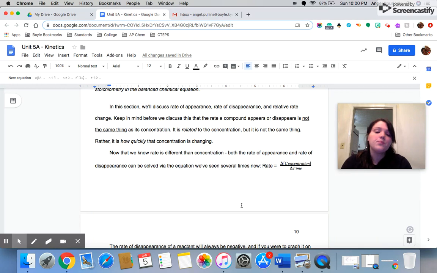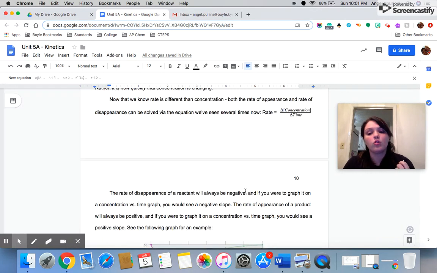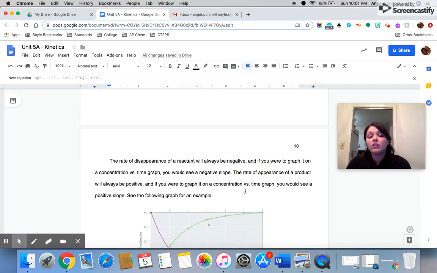Now that we know this, one thing to address before we get started is that both the rate of appearance and the rate of disappearance are solved the same way. They're both solved with this rate is equal to change in concentration over change in time equation. There's no difference between them. The only difference is that the rate of disappearance is going to have a negative slope if you graph it on a concentration versus time graph, and the rate of appearance is going to be positive. You're going to see a positive slope.